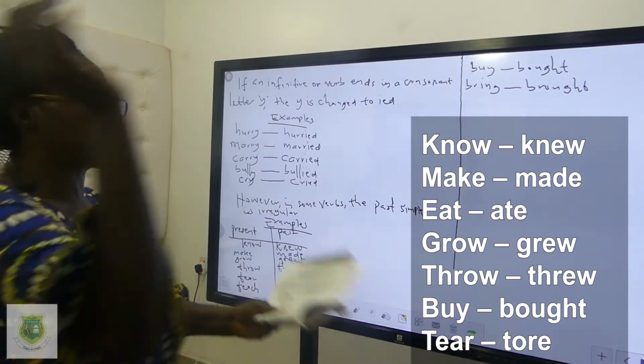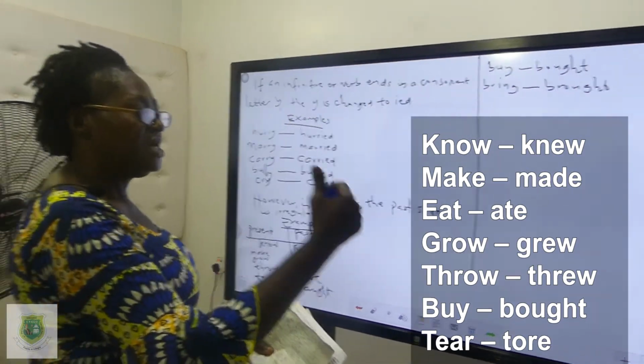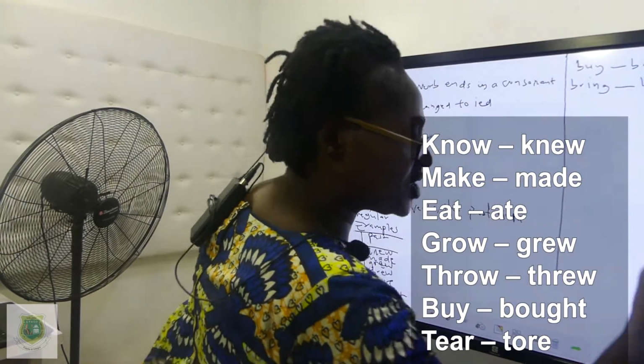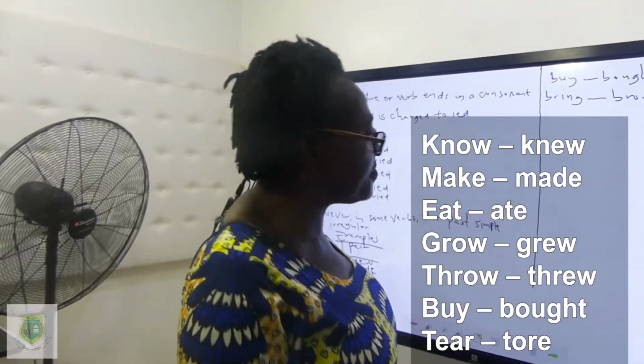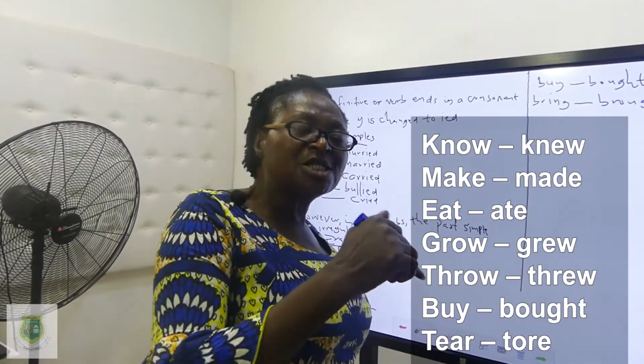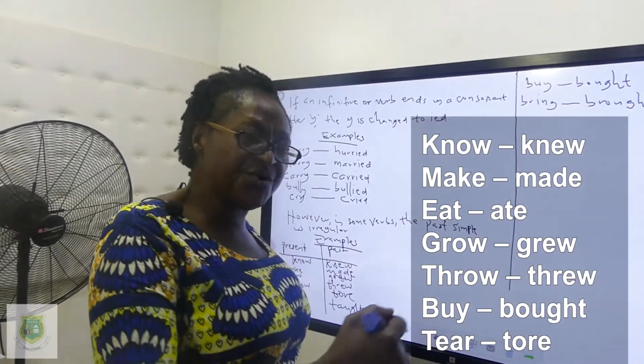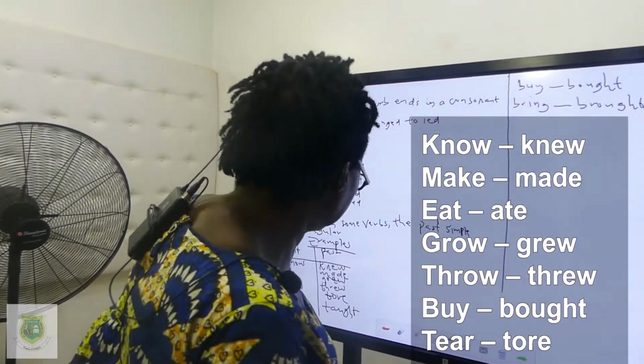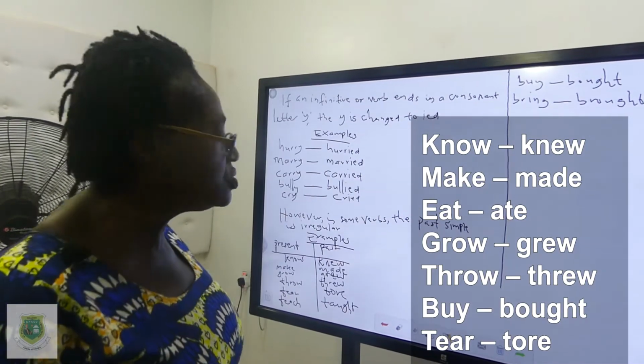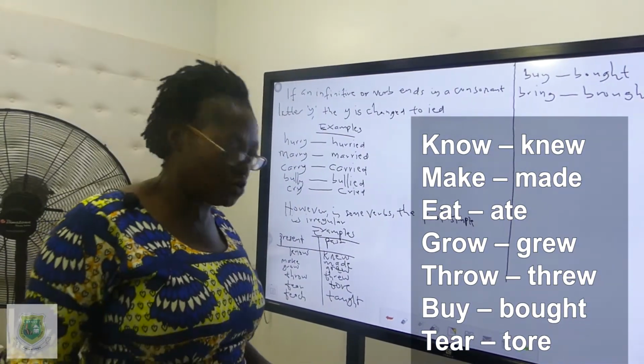Throw, to throw something. I throw something. Somebody throws something and breaks a window. When you want to repeat it, you say, that student threw. He threw a stone on the glass window. He threw. Threw is the past tense of throw.